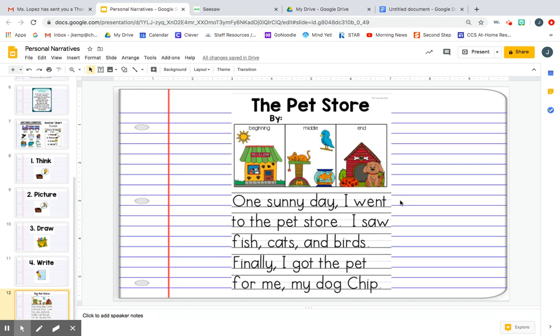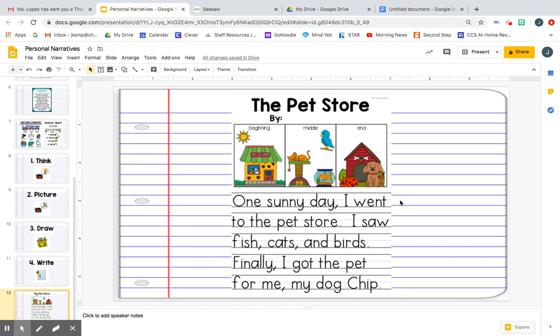Okay? So when you go on today, you are going to use what you drew yesterday to help you to write the words for your narrative, for your story. So you only need 3 sentences. If you want to do more than 3 sentences, you can, but you don't need to right now. You need a beginning sentence, a middle sentence, and an ending sentence.